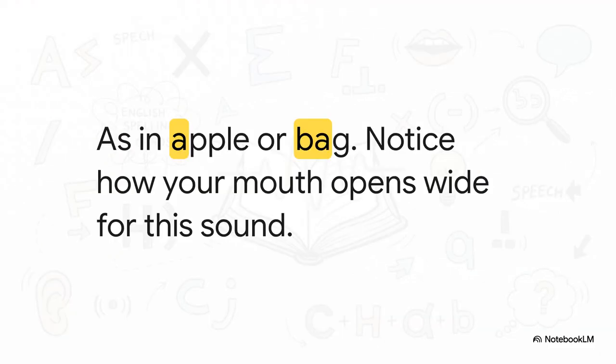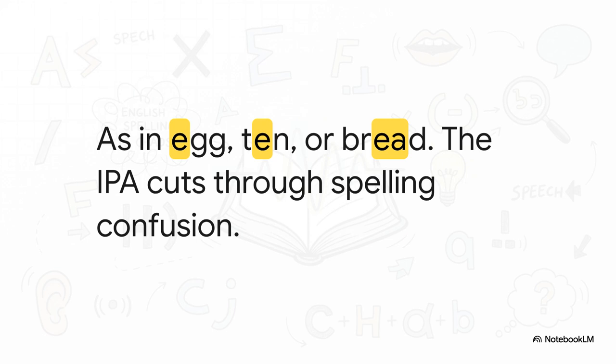First up is this guy, æ. This is the sound you hear in apple or bag. Go on, say it with me. Apple, bag. You can almost feel your jaw drop a little for that one. Okay, now for this sound, ɛ. You hear it in egg, ten, and even in bread. Did you notice that? The letters E and the pair EA can make the exact same sound. The IPA just cuts right through that confusion.